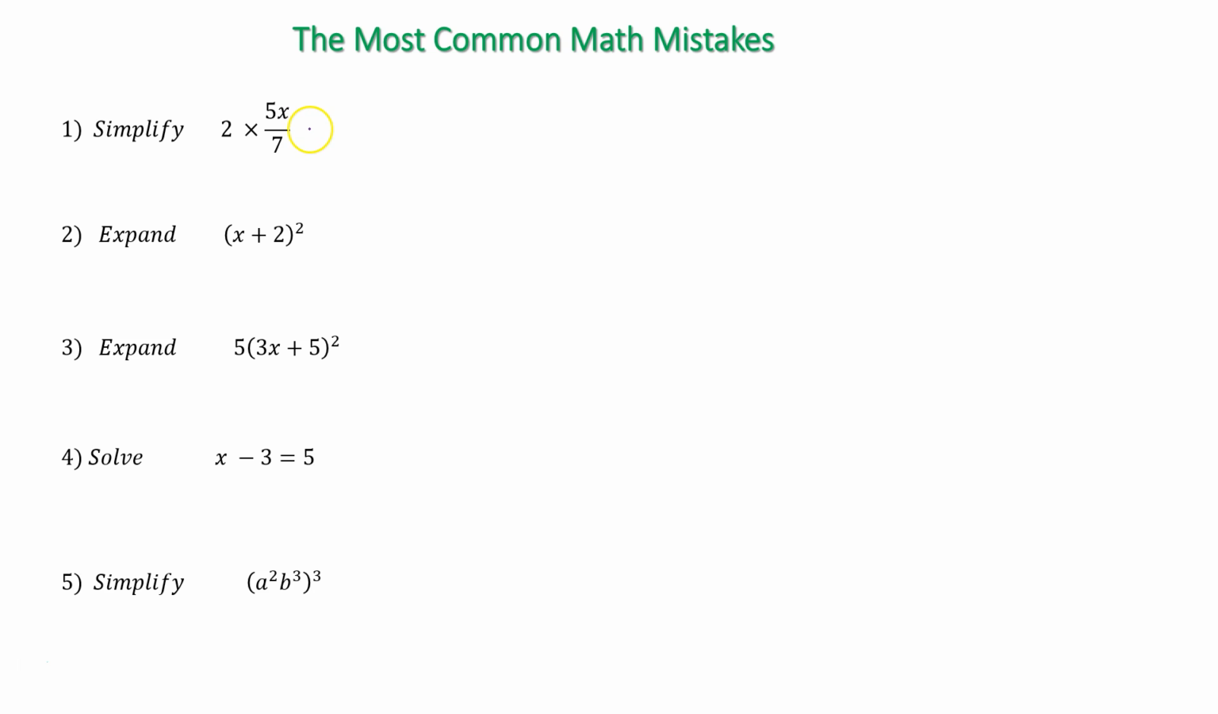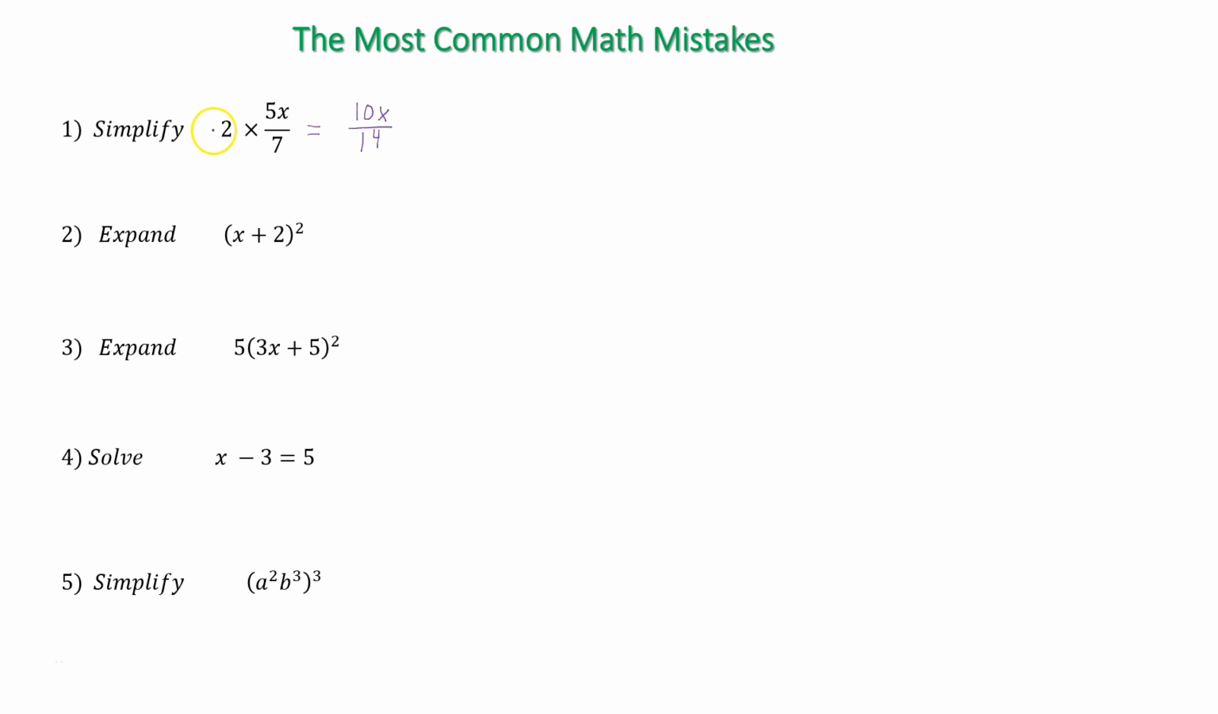And what a lot of students that I teach do is they would write something like equals, so they would take the 2 and they would multiply it by the 5x to give them 10x. And then they take the 2 and multiply it by the 7 to give them 14. Okay, and so the mistake that they did here is that they thought that apart from multiplying the numerator by 2, they also needed to multiply the denominator by 2, and this is a common mistake.